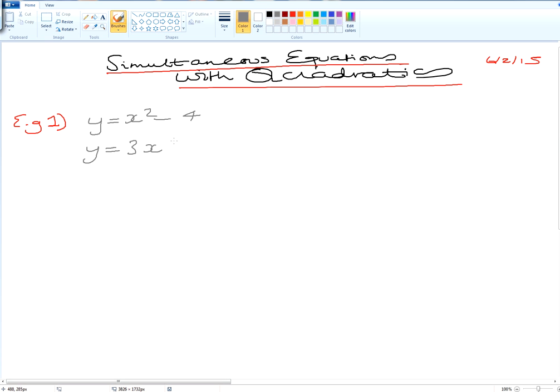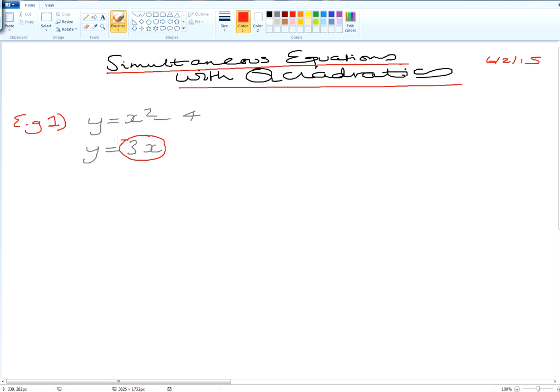So here we go. We have y equals x squared minus 4 and y is equal to 3x. Now, a quadratic equation is one that involves a power of 2. So in this particular case, it says here that the y in the second equation is equal to 3x. What we can do, we are going to work it out and we will use the substitution technique.